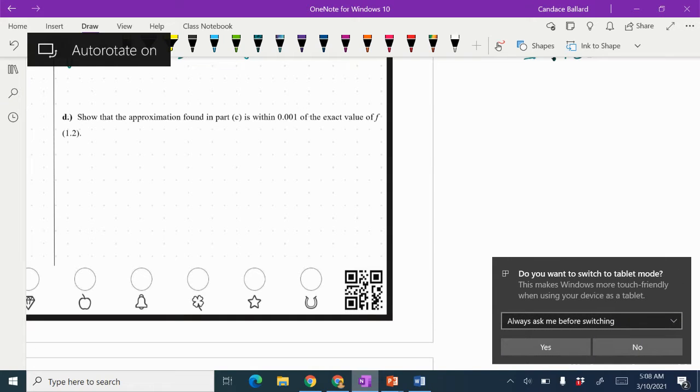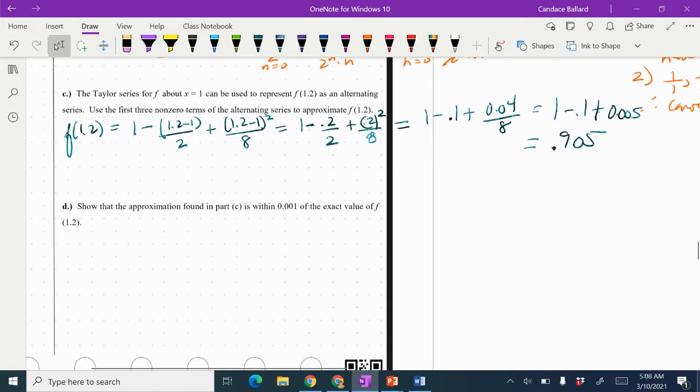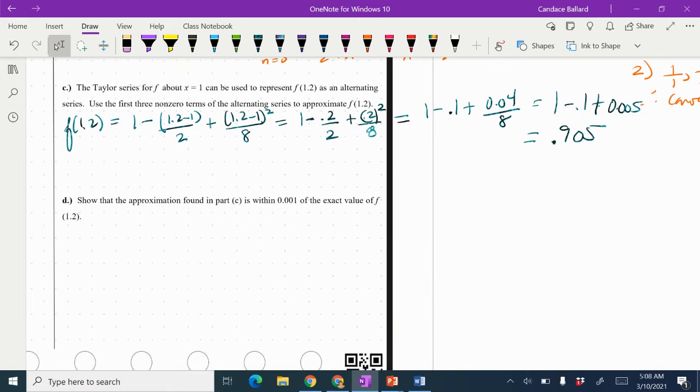In this video, we're going to continue topic 10.14, which is talking about Taylor and Maclaurin series, and we are looking at part D of example 3. In the free response, it's very rare to have one that connects all of the parts together, so this is kind of a rarity in this case. We're going to show the approximation found in part C is within 0.001 of the exact value of f of 1.2. So what I'm really needing to do is go to the next skipped term.